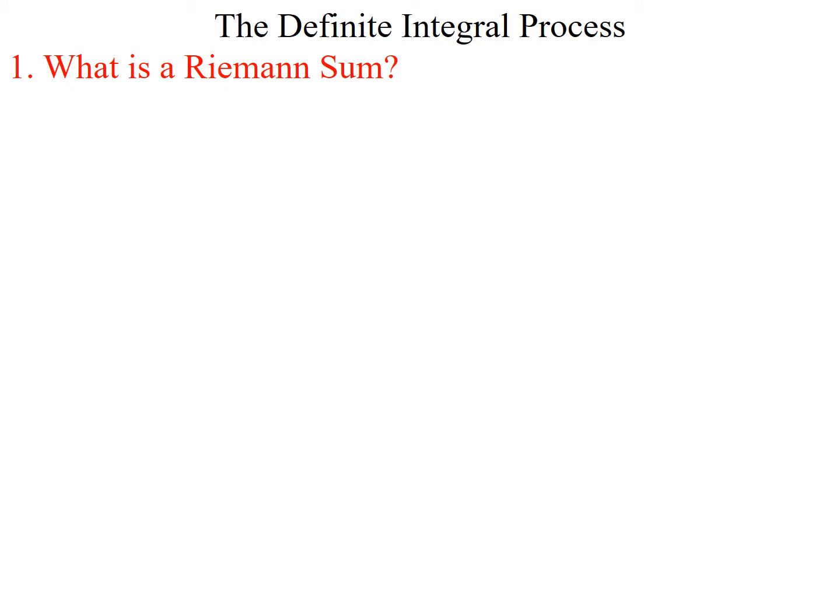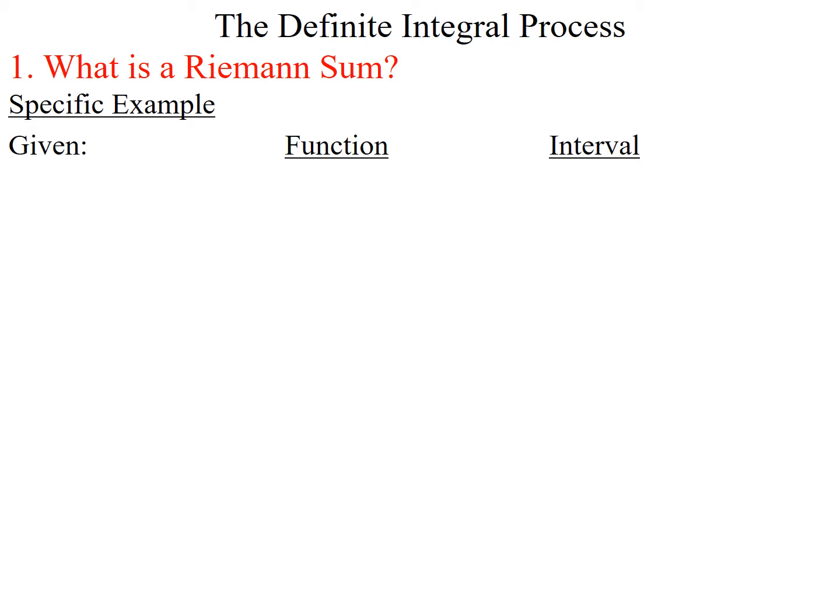Okay, so what is a Riemann sum? A Riemann sum is a very unusual type of sum, but it's just going to show up a lot in the quantities we want to calculate. So I want to show you how this sum works. So let's look at a specific example first. What's going to happen when you're finding a Riemann sum is you're going to be given 2 things. You're going to be given a function and an interval that the function is defined on. So for this example, let's just make the function x squared, and let's make the interval 1 to 4.